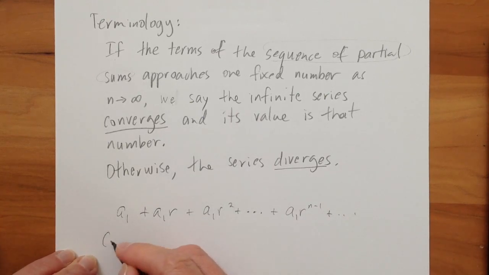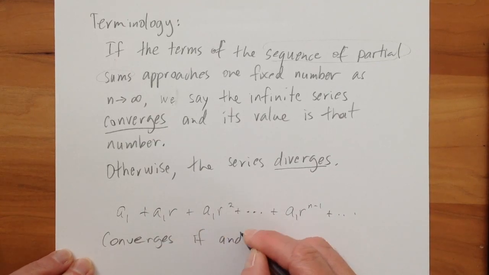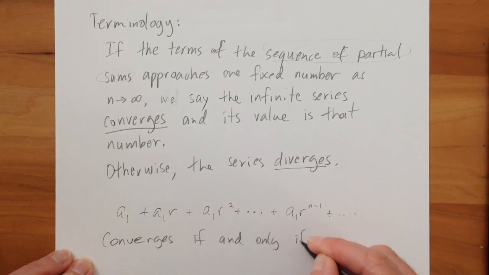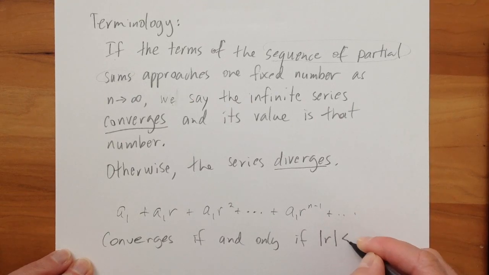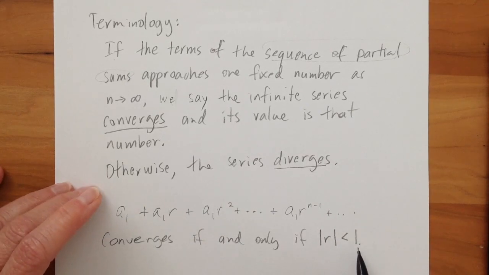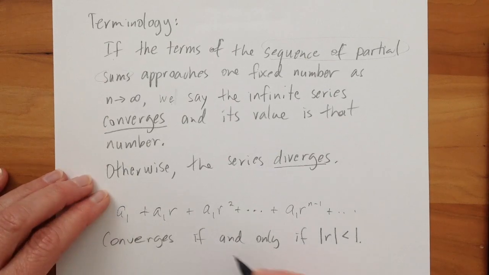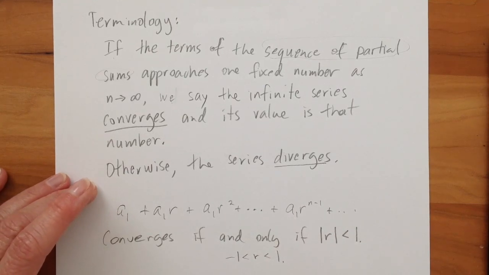That converges if and only if the absolute value of r is less than 1. If the absolute value of r is not less than 1, so that means r is between -1 and 1, if it is not true, then the series diverges.